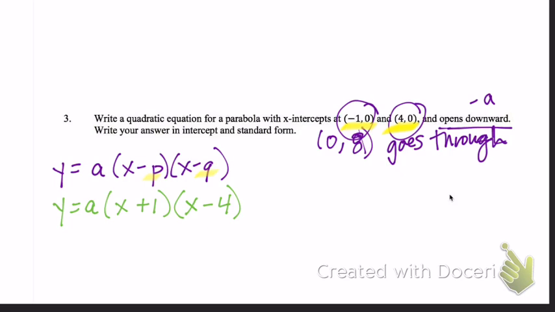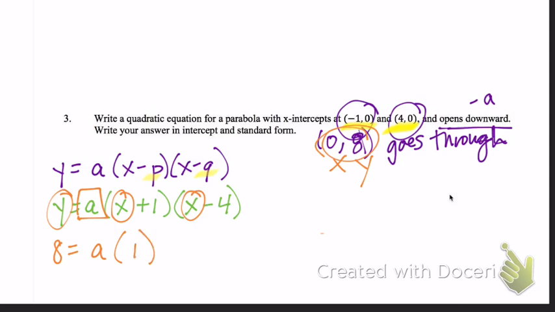Once you have that, it gives me an x and a y. So I'm going to plug that ordered pair in for my x's and my y's, and that means I can solve for my a value. So 8 equals a, 0 plus 1 is just 1, and 0 minus 4 is -4. So 8 equals -4a. So a equals what? -2. Good.